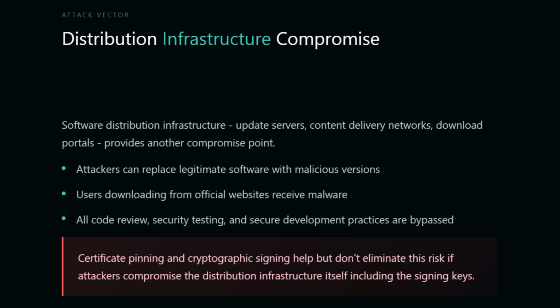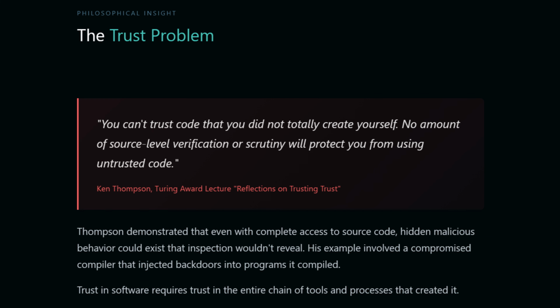Certificate pinning, cryptographic signing, and secure distribution protocols help, but don't eliminate this risk if attackers compromise the distribution infrastructure itself, including the signing keys. There's an insightful observation from the computer scientist Ken Thompson in his Turing Award lecture, Reflections on Trusting Trust. He said, "Can't trust code that you did not totally create yourself. No amount of source-level verification or scrutiny will protect you from using untrusted code."